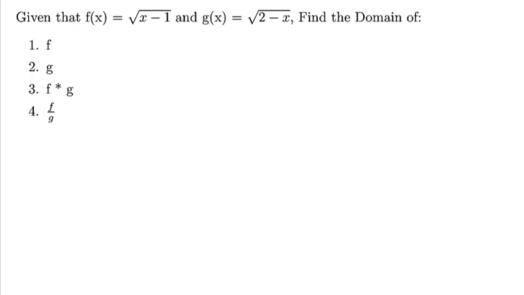Given that f of x is equal to the root of x minus 1 and g of x is equal to the root of 2 minus x, find the domain of f times g and f over g. Alright, so this is straightforward.